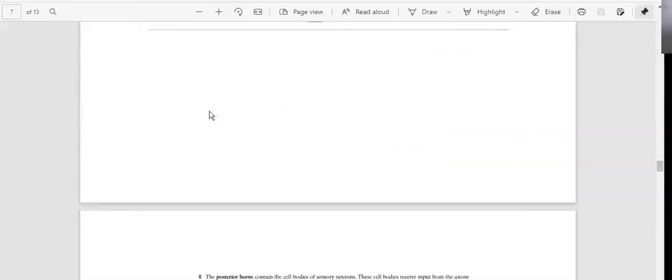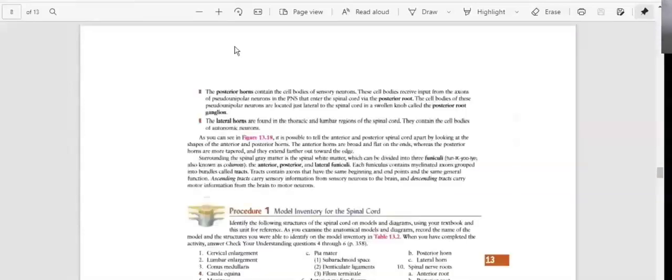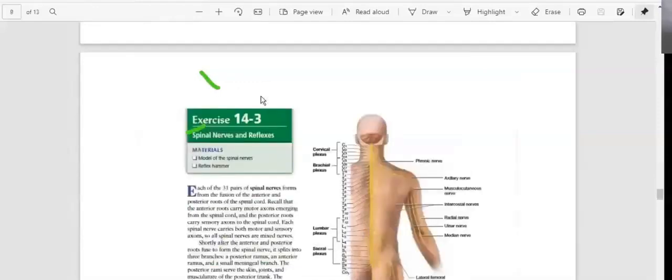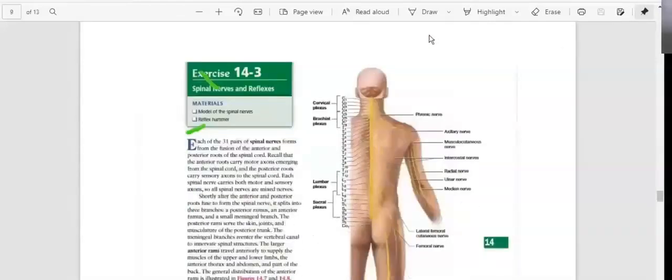So we scroll down right here. This is what we were talking about. The horns are going to be part of the gray matter, and the columns, or funiculi, are going to be part of the white matter. If we go right here, we can see the spinal nerves. We said we have nerves coming out of the spinal cord.